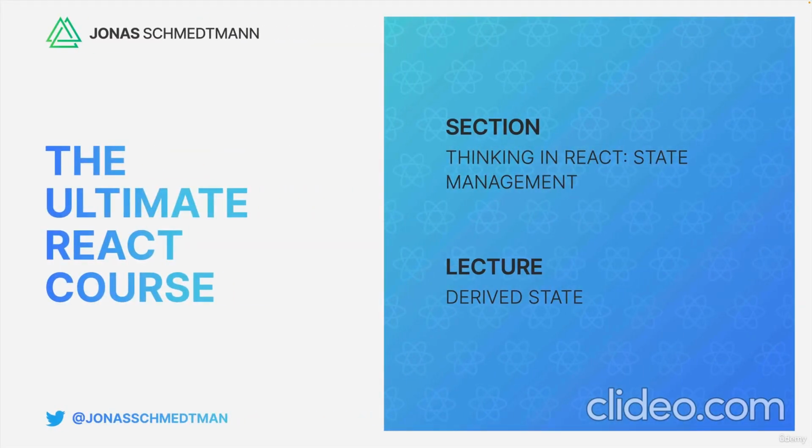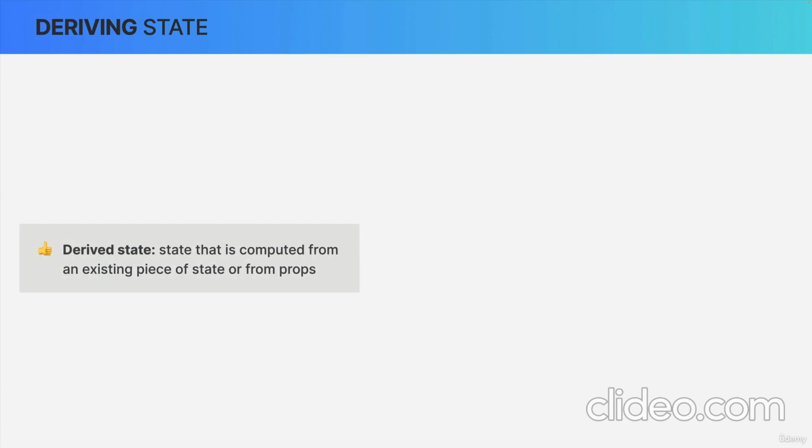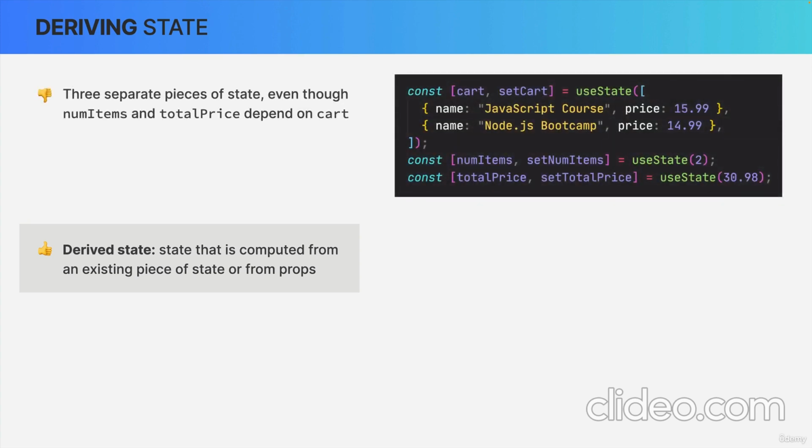Another aspect that I mentioned in the state management lecture was derived state. Sounds complicated, but it's actually pretty straightforward. So essentially, derived state is simply state that is computed from another existing piece of state, or also from props. But let's look at some actual code. So here we have 3 pieces of state, as we can see by the 3 useState function calls.